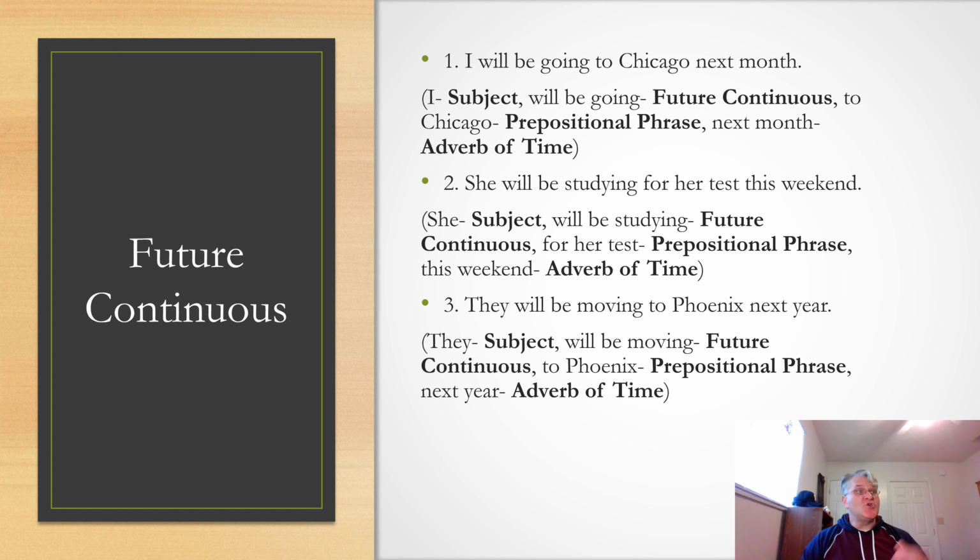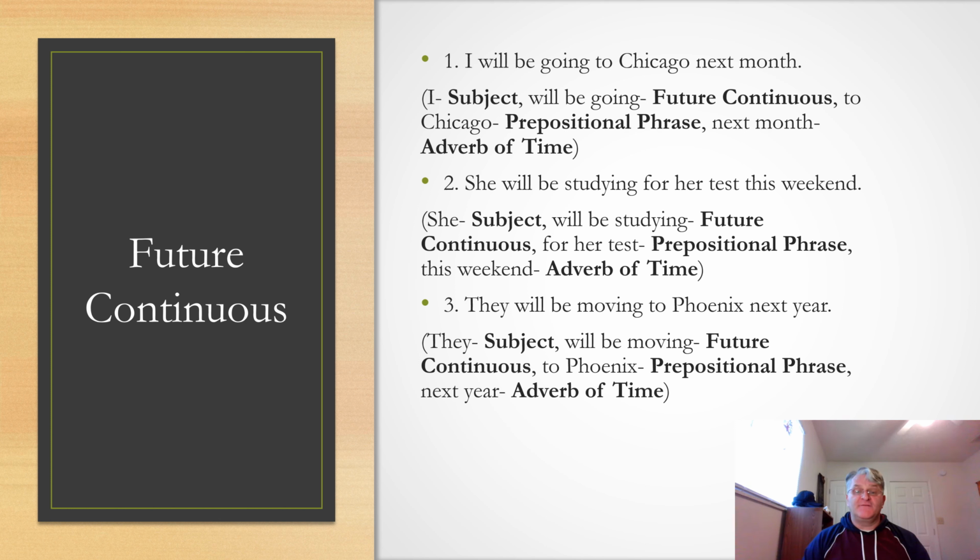Oh, you will be going to New York next year? Hey, great. Have fun in the Big Apple. Right? That's a fun name for the city of New York, called the Big Apple. She will be studying for her test this weekend. Good student. So she is our subject. Will be studying is our future continuous. For her test is our prepositional phrase. This weekend would be our adverb of time.